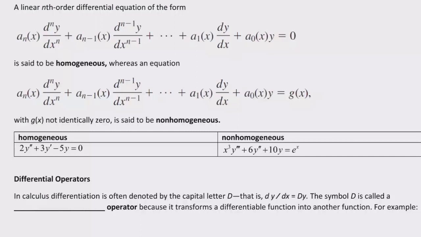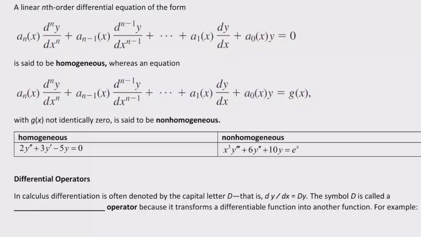So what we're referring to here: I've got the double prime, the prime, and the y. That makes it homogeneous. But here I've got triple, double. I skipped the prime, so I'm missing a piece that would make this homogeneous. So hopefully that makes sense.